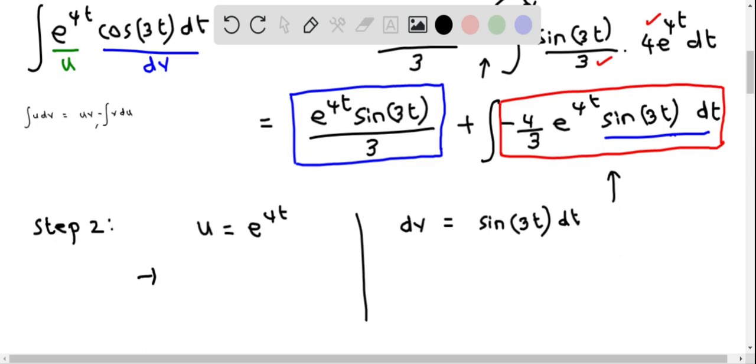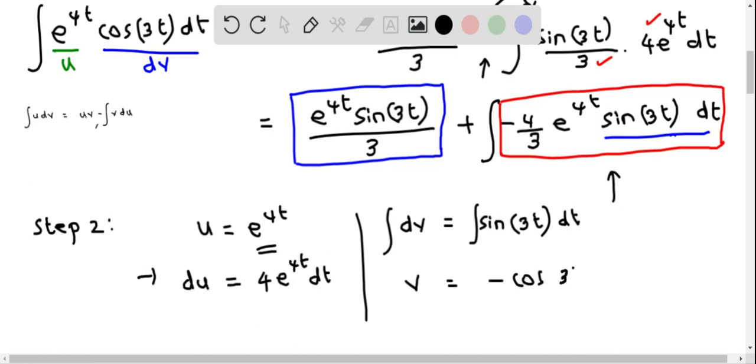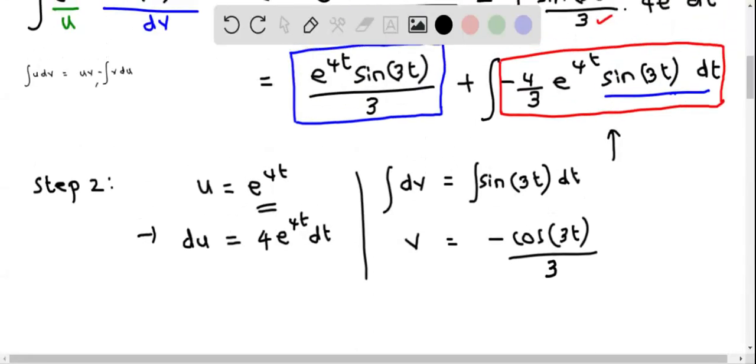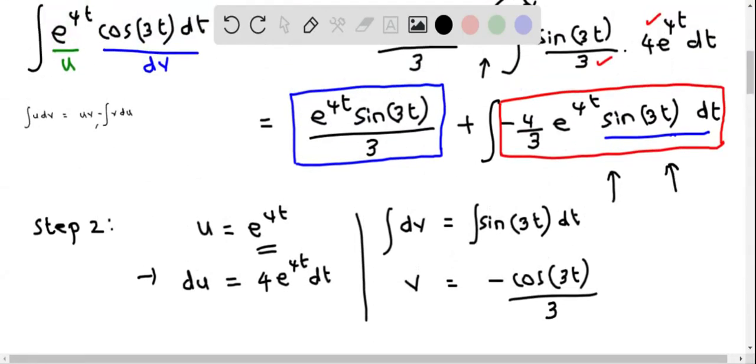On this side we have to differentiate both sides. So therefore we will get du equals, we apply the chain rule once again. So this becomes 4e raised to the power of 4t dt, and this side we have to integrate so that we will get v. So integration of dv is v, and integration of sine 3t dt is basically negative cos 3t over 3. So we have calculated the du as well as the v, which means we will apply the integration by parts formula to evaluate this particular integral.